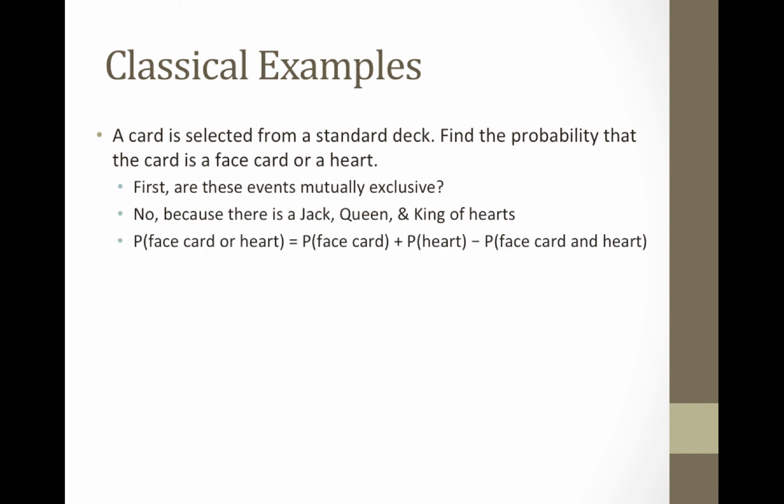All right, so what's our formula going to be? We've got the probability of a face card or a heart is equal to the probability of a face card plus the probability of a heart minus the probability of a face card and a heart. All right, so what is our probability of a face card? Hopefully you can recall there are 12 face cards out of 52 total cards. There are 13 hearts out of 52 cards. And then we just said we've got the Jack, Queen, King of Hearts in our intersection. So we have to subtract out those 3. So we've got 12 over 52 plus 13 over 52 minus 3 over 52, giving us 22 over 52.